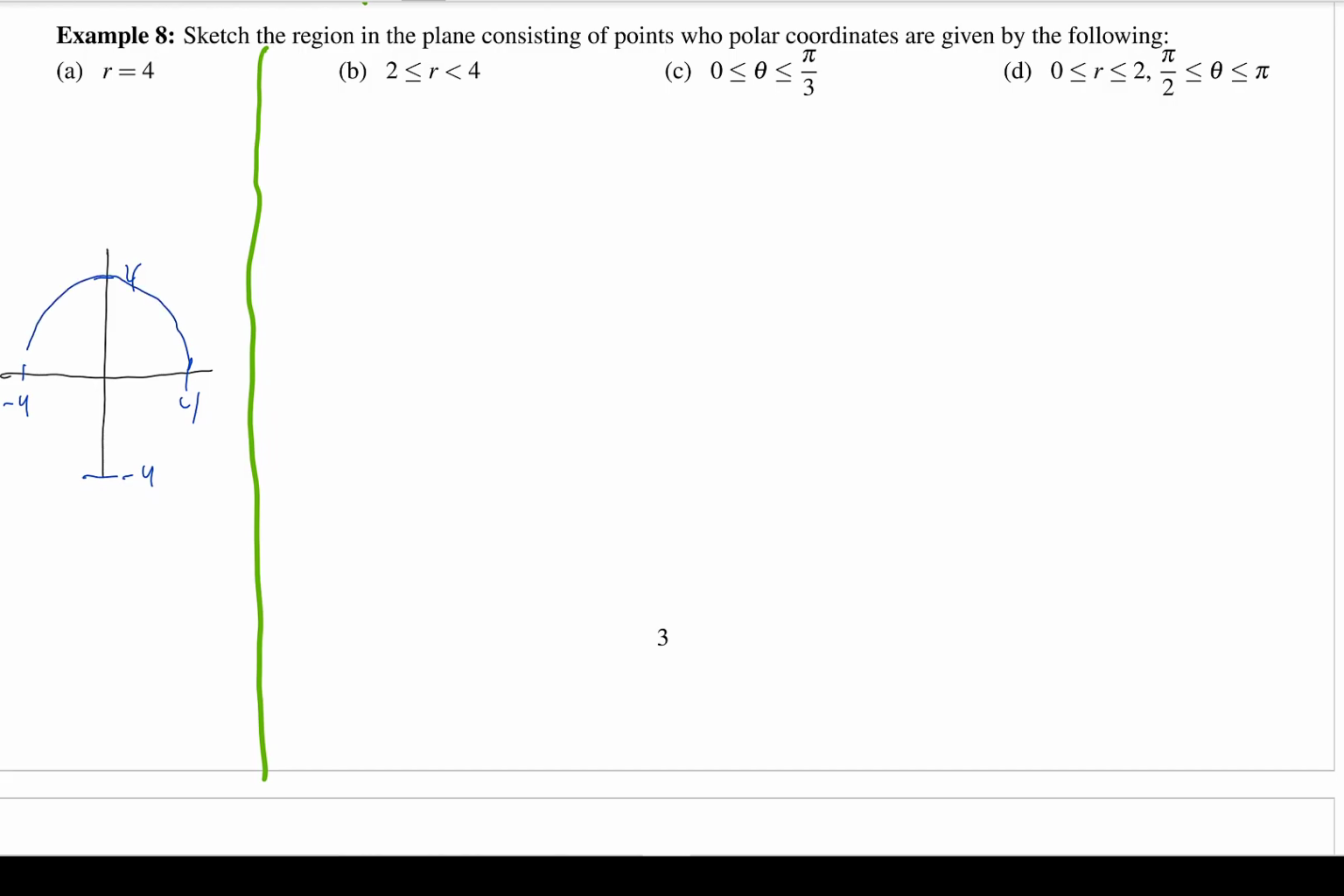So then the region being described right here is just this curve of the circle. Now let's look at part B. Part B is a little bit more interesting because now we have an inequality. So let's look at the smaller one. r has to be greater than or equal to 2. So that's going to be all points that lie outside of the circle centered at the origin with radius 2.